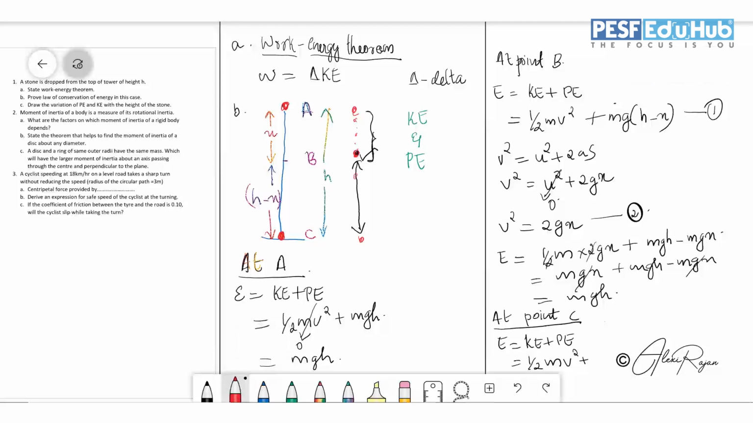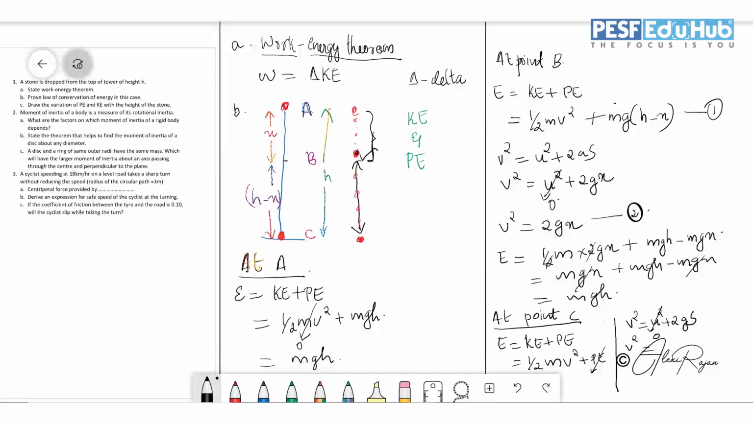That means from here it starts from point B and it reaches here. That means there is no height. If there is no height, your potential energy will become 0. So what is remaining there? Half mv square. So here also v square is equal to u square plus 2gs. Here also u will become 0, and what is remaining?